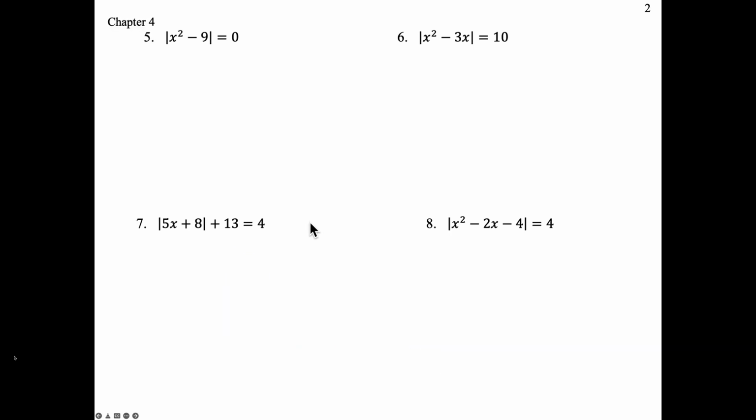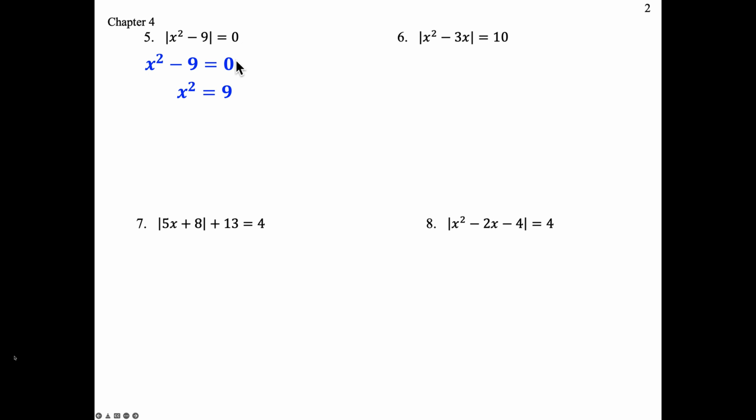Okay, example number 5. Now we have our absolute value bars of x minus 9 is equal to, wait a minute, 0. 0 is neither positive or negative. Well, it's not negative, so we can solve this, but because it's 0, you won't need a positive case and a negative case. So just drop the absolute value bars and set it equal to 0. Only one equation to solve for.